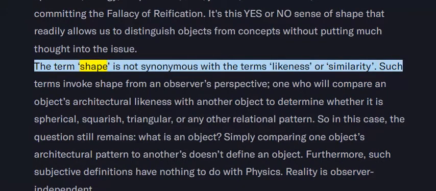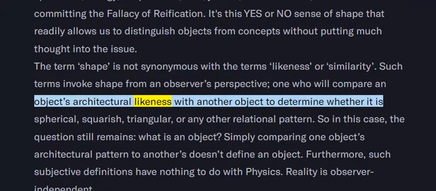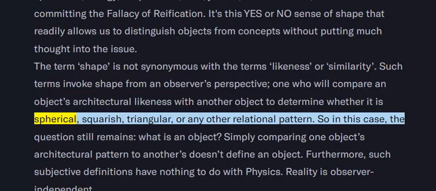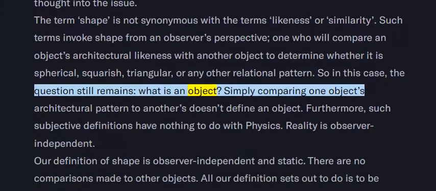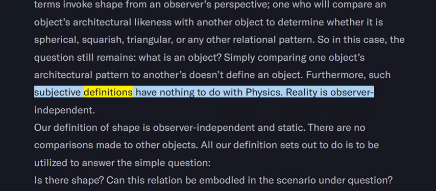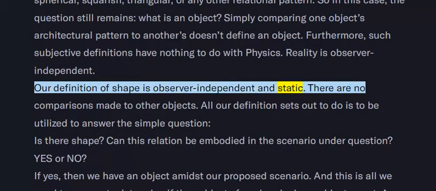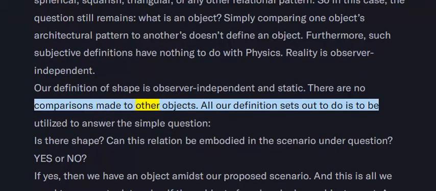The term shape is not synonymous with the terms likeness or similarity. Such terms invoke shape from an observer's perspective, one who will compare an object's architectural likeness with another object to determine whether it is spherical, squarish, triangular, or any other relational pattern. So in this case, the question still remains, what is an object? Simply comparing one object's architectural pattern to another's doesn't define an object. Furthermore, such subjective definitions have nothing to do with physics. Reality is observer-independent. Our definition of shape is observer-independent and static. There are no comparisons made to other objects.